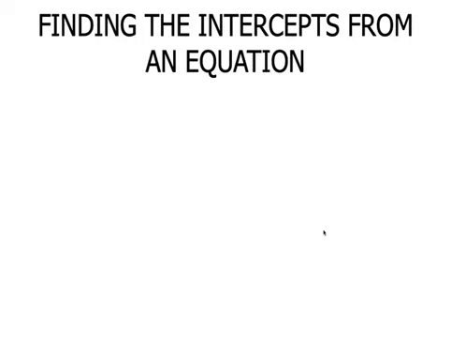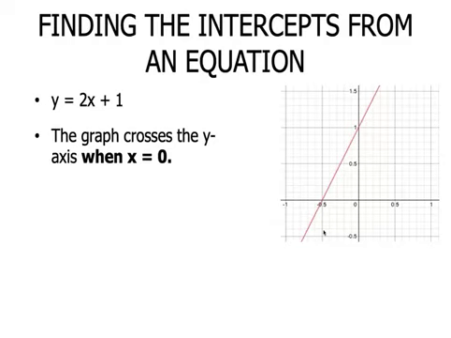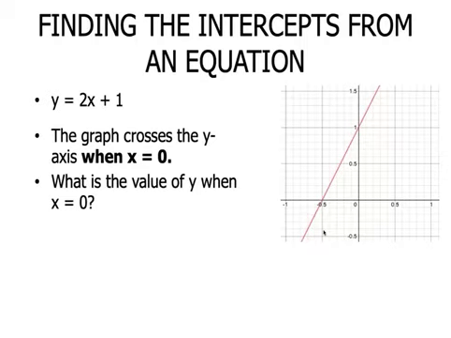Very often, you're going to be asked to find the intercepts from an equation. So why don't we use the one we were looking at before? y equals 2x plus 1. And again, that's what the graph looks like, just for reference, but we're going to be doing this so that you don't even have to graph it. We know that the graph crosses the y-axis when x equals 0. That's what we talked about. So essentially what we're asking is, what is the value of y when x equals 0? Okay, well, why don't we just plug in 0 to this equation?